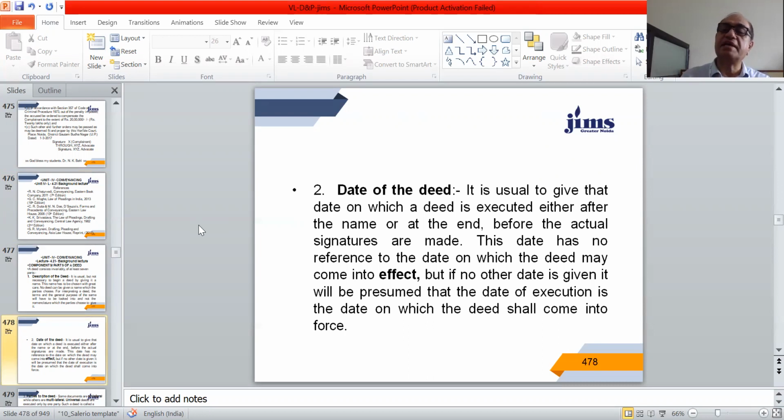But there are certain deeds like will deed or wasiyat. You write a will on behalf of your client today, and this will deed will come into operation on the death of your client. So date of drafting and date of execution are two different things. Date of execution may be one, and date of coming into effect may be different. So second component of the deed is date of the deed.